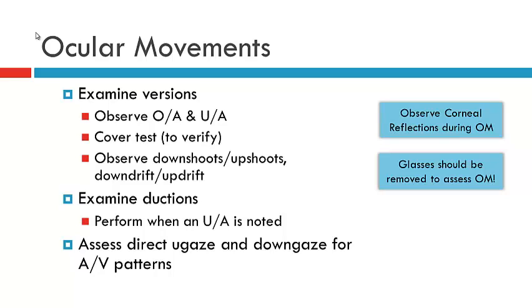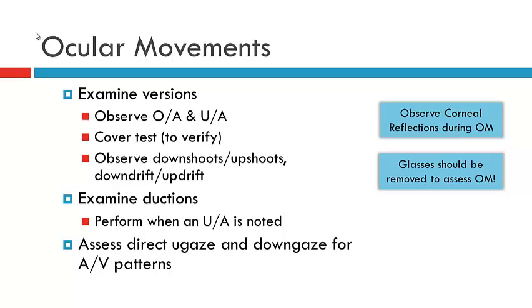If you have a young child or an infant, at times it can be quite difficult to engage them with a torch as a target. So in these instances, you may need to abandon the use of the torch and move to toys. But certainly when you have adults or a cooperative child, you should be performing ocular movements with a corneal reflection, and of course subsequently the cover test where you see an asymmetry.